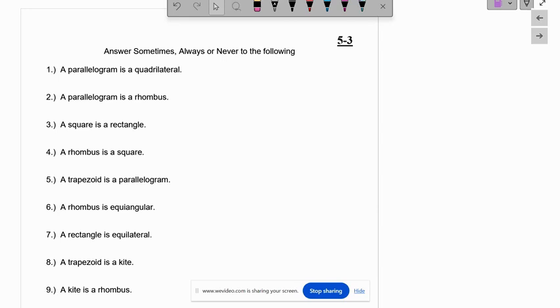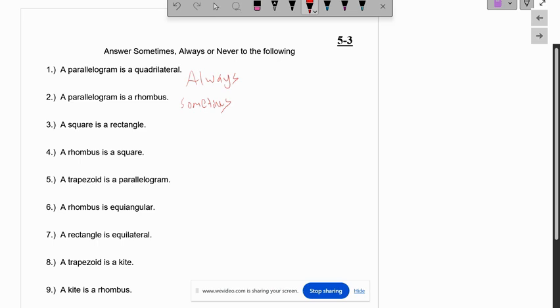All right, sweet. So hopefully you tried it out and did these all. So a parallelogram is a quadrilateral. That is always true. Okay, you have to have 4 sides to be a parallelogram. Just how that tree works. All right, a parallelogram is a rhombus. Well, those two were connected, but the parallelogram was higher, which means that this is only sometimes true.